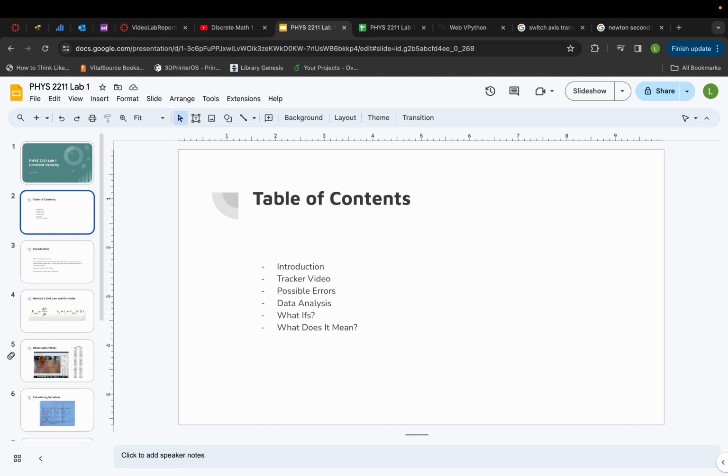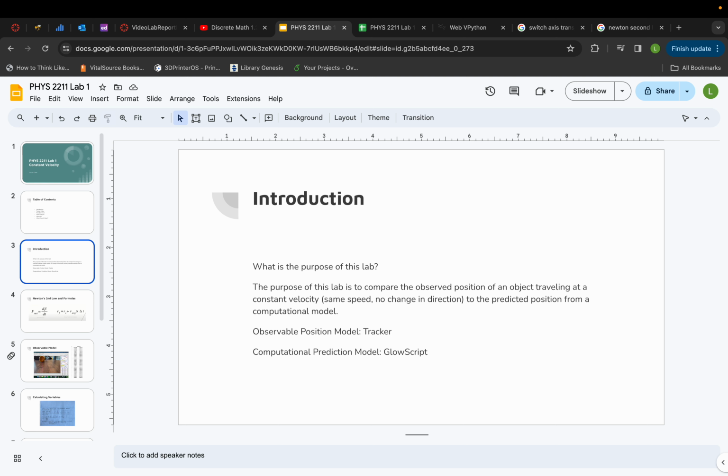Here's a quick rundown of what the lab involves. So what is the purpose of this lab? The purpose of this lab is to compare the observed position of an object traveling at a constant velocity to the predicted position from a computational model.